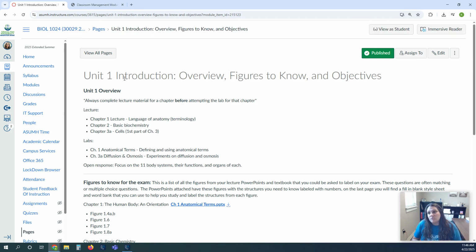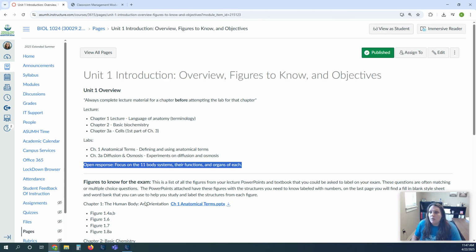When you go into the unit introduction, the first thing it's going to do is tell you about all of the lectures or chapters that we're going to be going over, a little bit about each one. And then it's going to list all the labs that you need to do. But the important pieces really are below that. It's your open response. Your exams are going to have multiple choice questions, matching questions, possibly some fill in the blank. And then I always have one open response question. It's basically an essay question. I give you a question and you have to write about it. And so I give you information about what that open response question is going to be over.